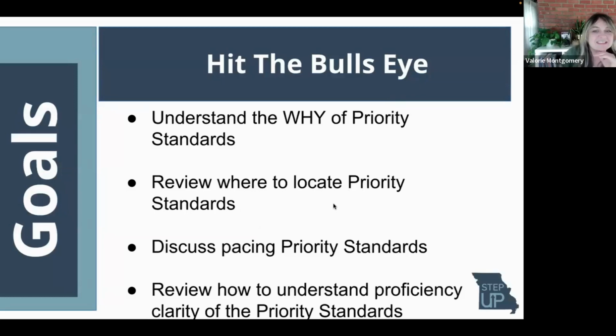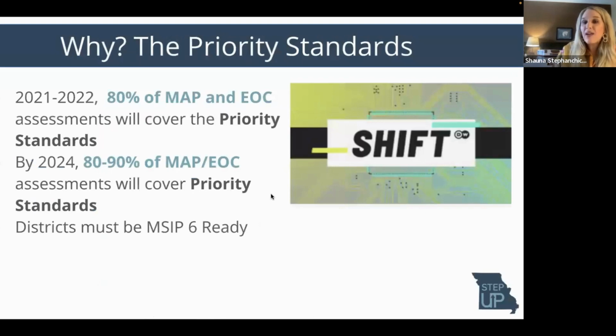Okay. So here are the major things that we wanted to cover today: to understand the why of the priority standards, to review how to locate them. Most of you probably do, but I'm also going to share a few activities of what to do with them, discuss how we pace those priorities and audit, and then really review how we understand the proficiency and clarity of those priority standards.